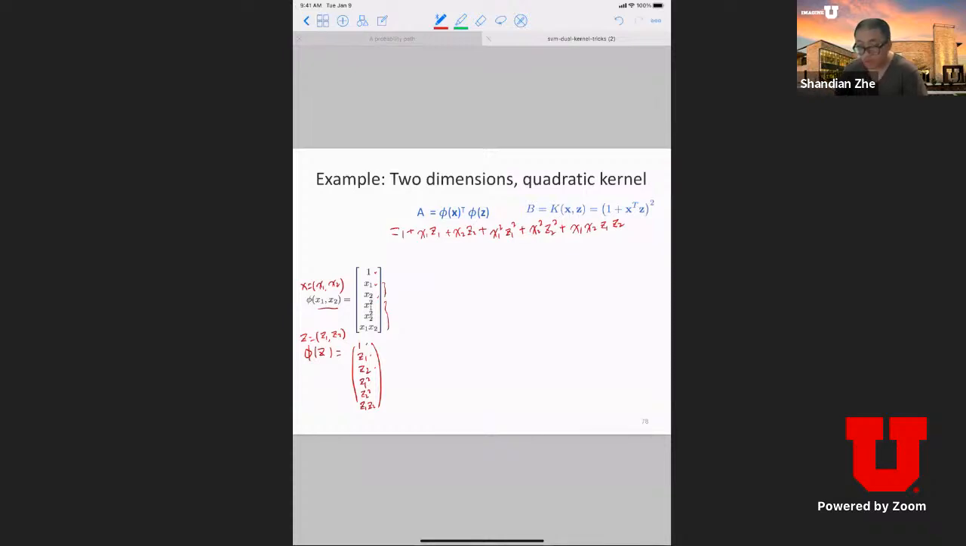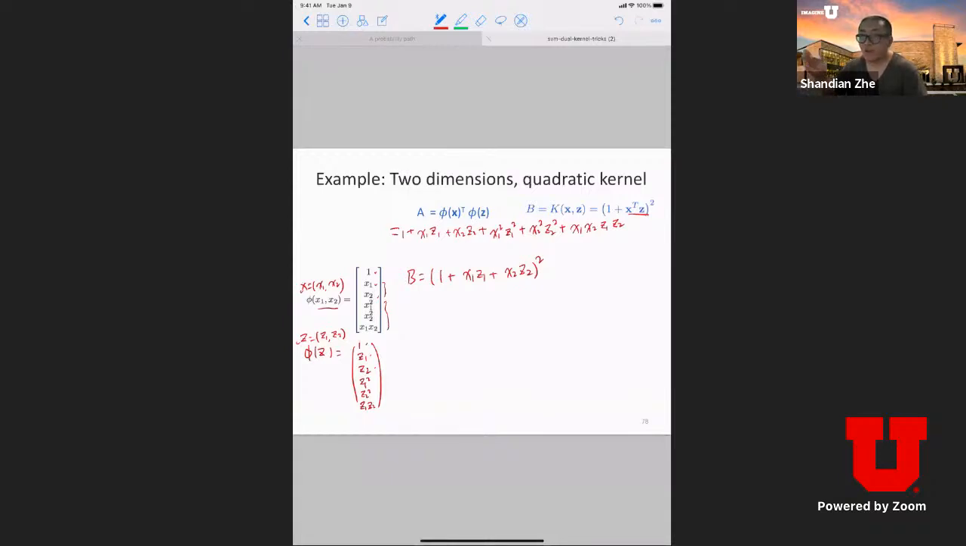So now let us check the result of B. When we calculate B, we never perform any feature mapping. We just calculate a function of x and z in their original feature space. So B equals 1 plus x transpose z, squared. Their inner product is simply x1 z1 plus x2 z2, then take the square.